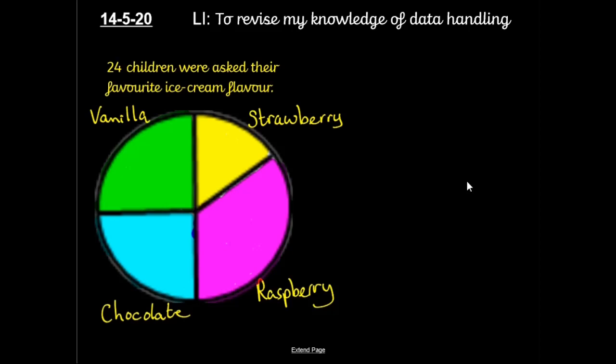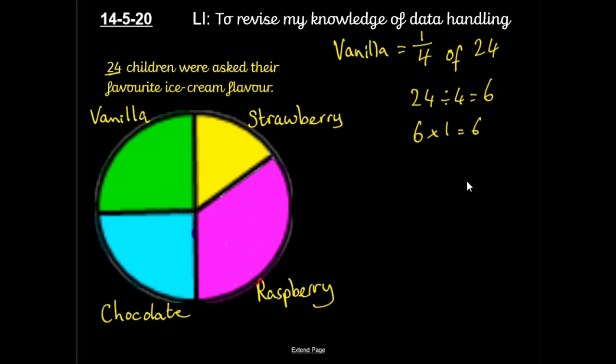Now, I'm going to visualize this, okay? This is going to be a bit more of a visualizing one. We can roughly tell that them ones there are quarters. So I'm going to start with vanilla. Because it's nice and easy, we're looking at a quarter. So vanilla is 1/4 of how many children? There are 24. So vanilla, 1/4 of 24. To find a quarter, I divide by my denominator and I times by my numerator. So 24 divided by 4 is equal to 6. And then 6 times 1 is equal to 6. Okay, so how many children like vanilla? That is, of course, 6.